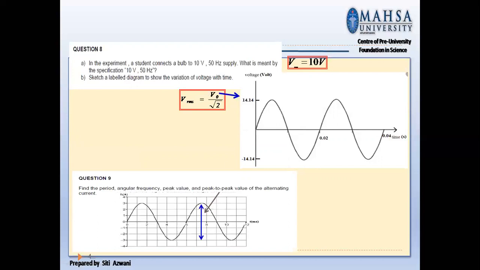How to calculate one complete cycle again? T equal to 1 over F. F, you have 50 hertz. So label that. Is it okay for the graph?